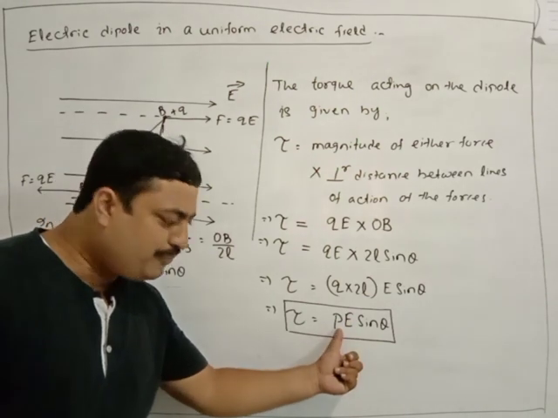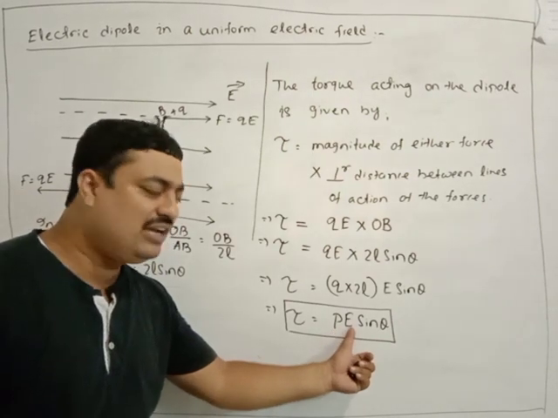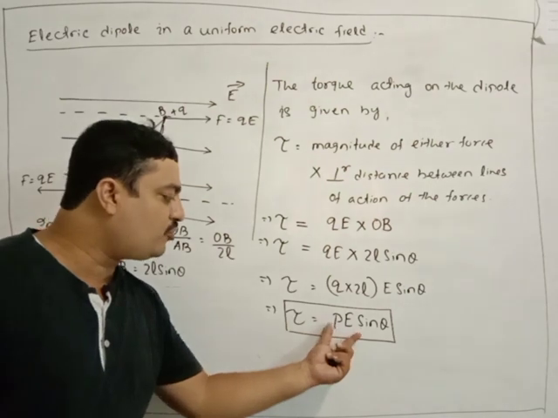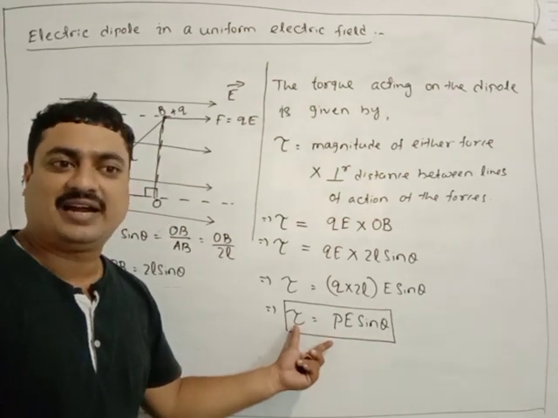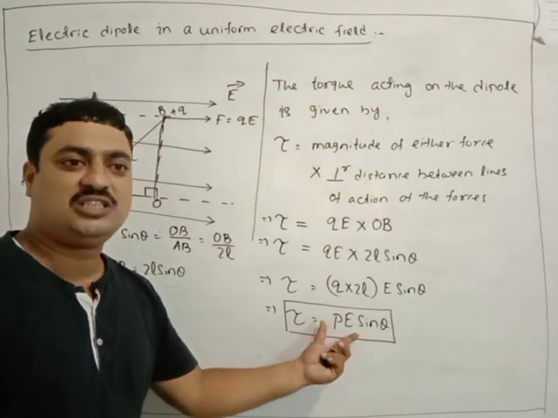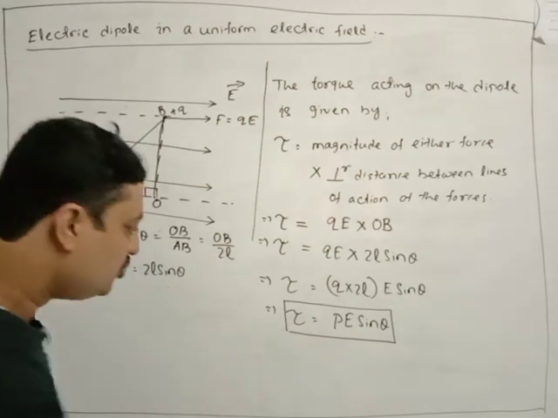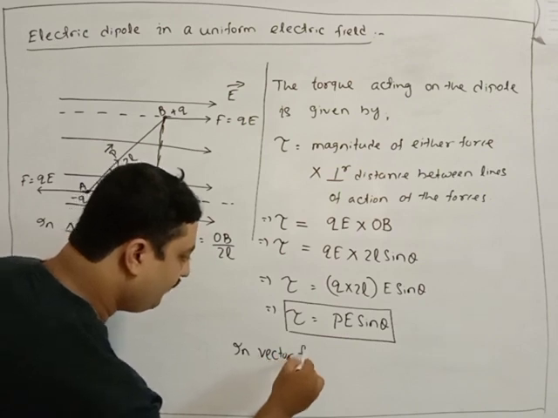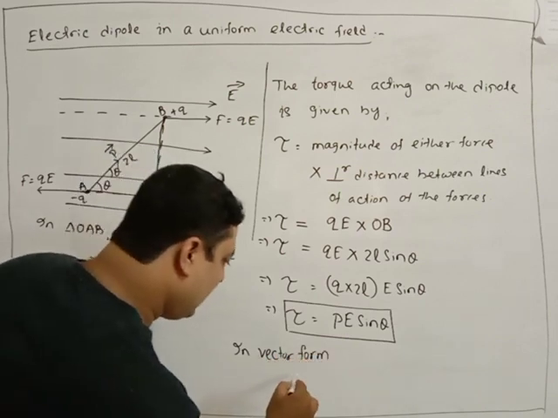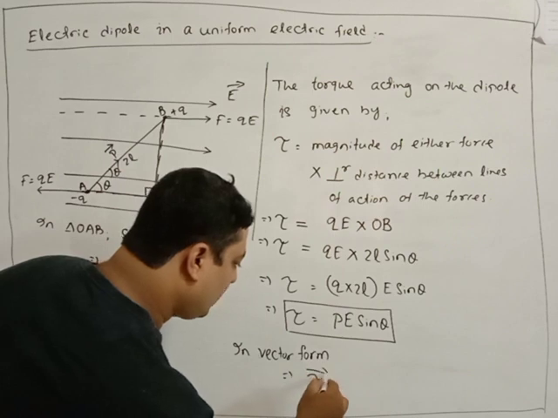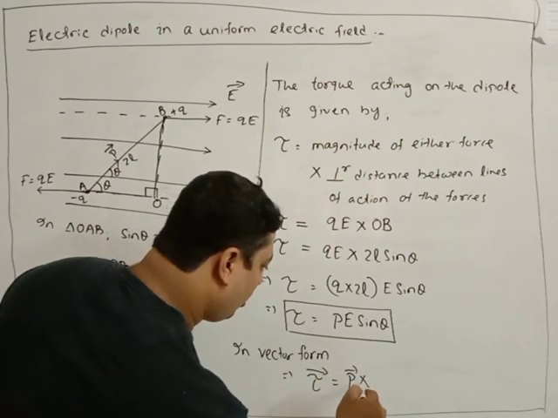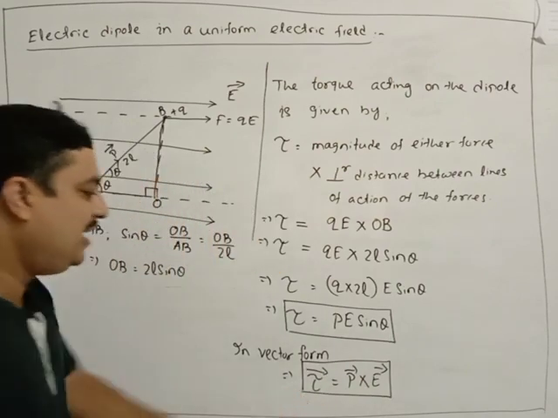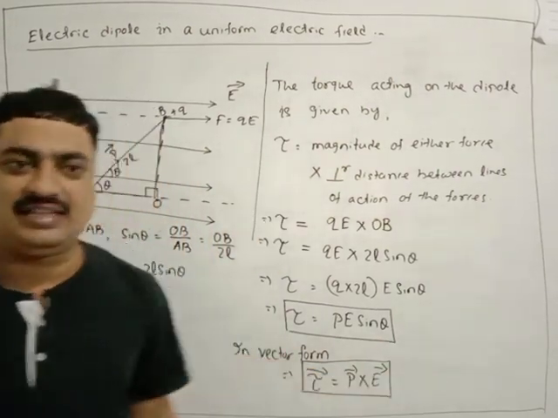But dipole moment is a vector, electric field is a vector, and torque is also a vector. The product of two vectors produces a vector, so the multiplication must be a vector multiplication. So in vector form, we can write torque equals P cross E. P cross E will be P sin theta.